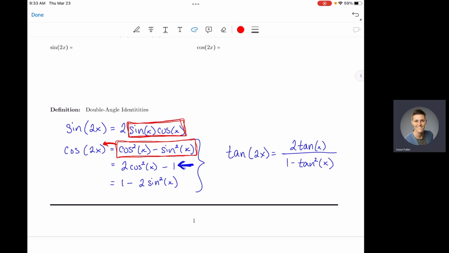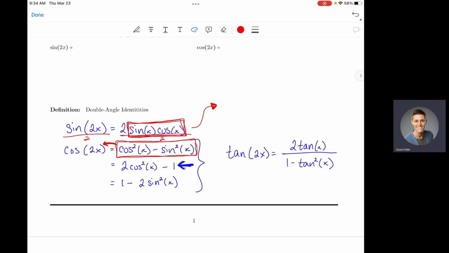Now, the weird thing here is that I don't have this 2. I'm missing that. So what I'm going to do is rearrange this identity a little bit to make it work for me in the situation that I'm in. So I want to figure out what just sine of an angle times cosine of an angle looks like. So to get this thing by itself, I'm going to divide both sides by 2 here. I'm going to divide this side by 2, and I'm going to divide this side by 2.